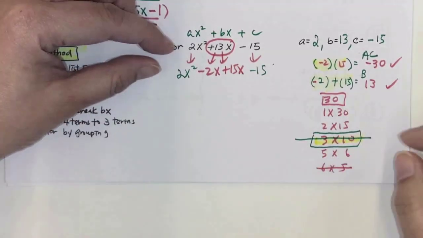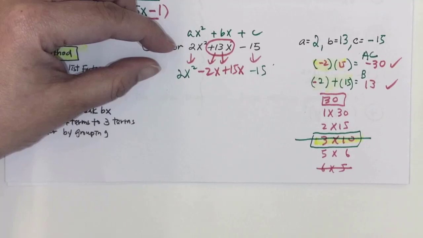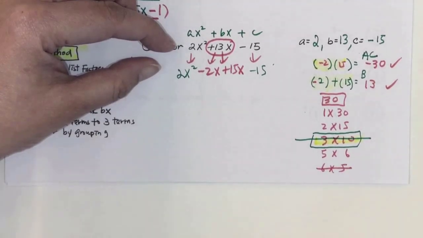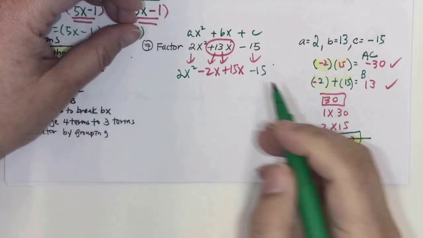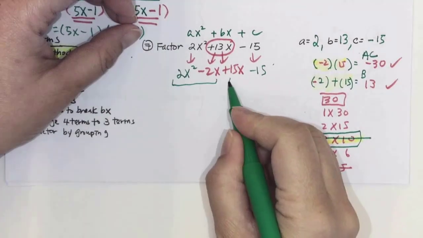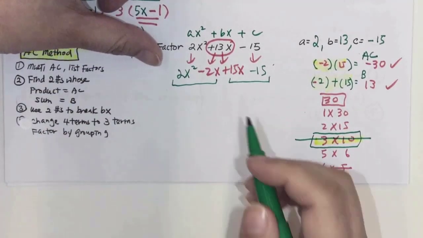They are changing a 3 term expression to a 4 term expression because for 4 terms, you can factor by grouping, and most students seem to be okay with grouping. So this one will work for really, really big numbers also. So that's why they want you to know this. It always works.